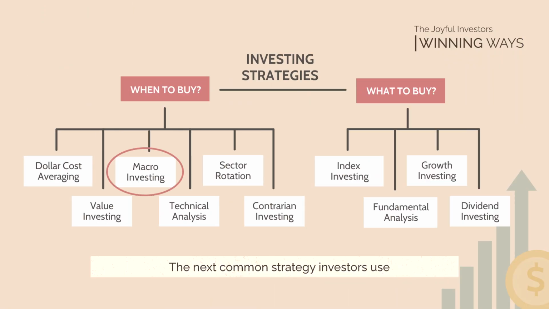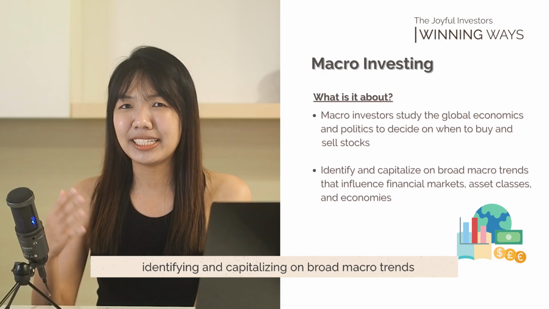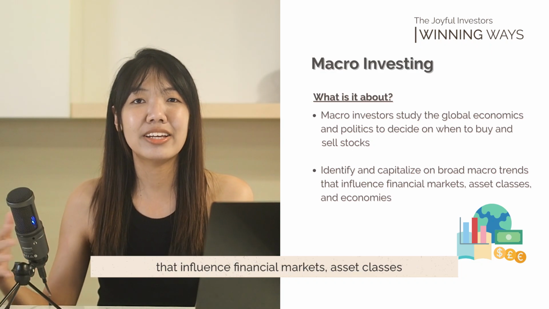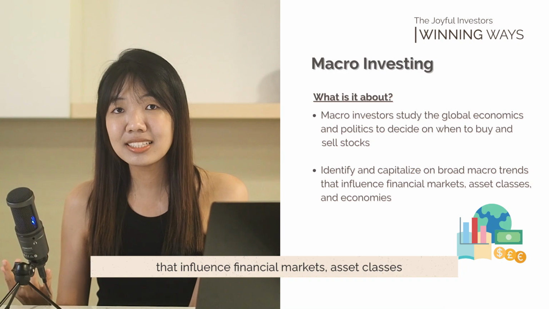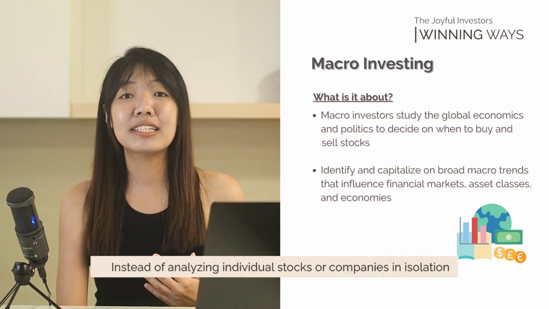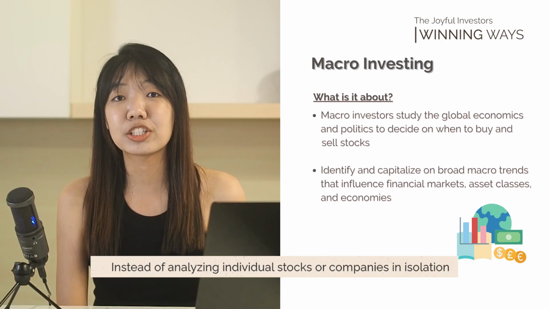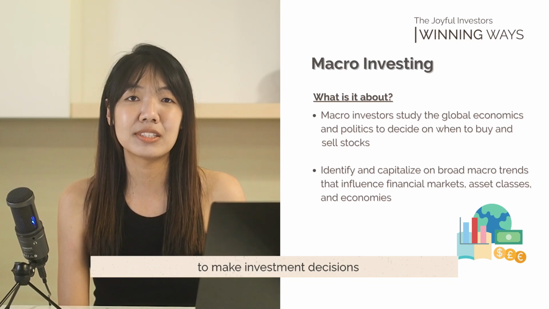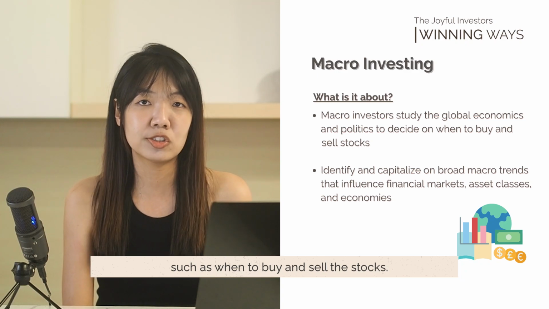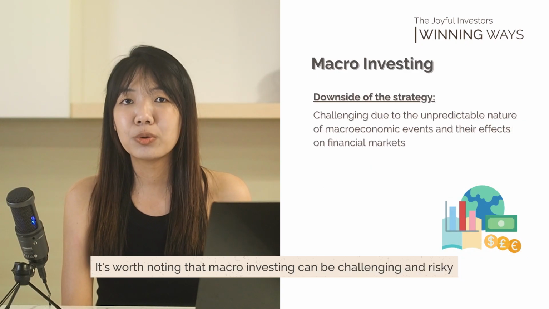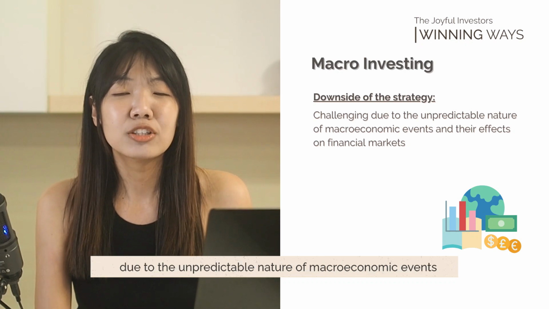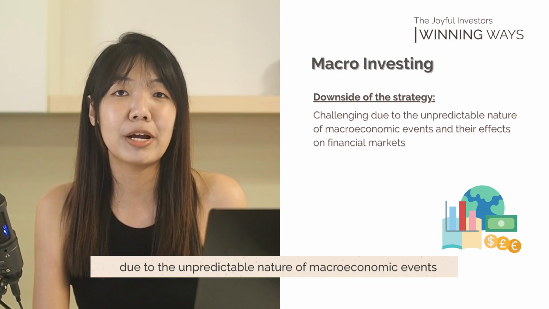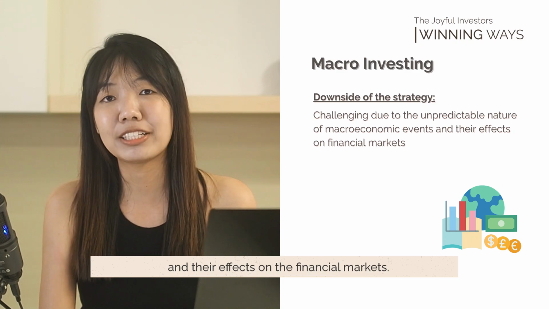The next common strategy that investors use to decide when to buy is macro investing. Macroeconomic investing focuses on identifying and capitalizing on broad macro trends that influence the financial markets, asset classes, and the economies. Instead of analyzing individual stocks or companies in isolation, macro investors study global economics and politics to make their investment decisions, such as when to buy and when to sell stocks. It is worth noting that macro investing can be challenging and risky due to the unpredictable nature of macroeconomic events and their effects on the financial markets.